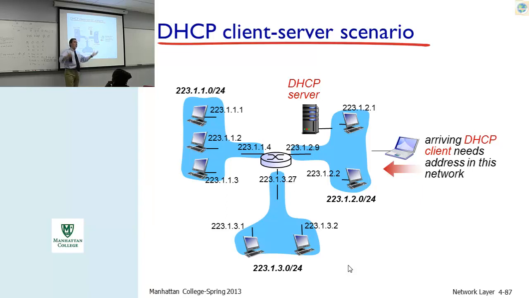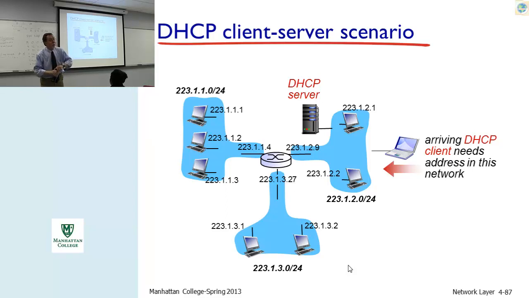Usually, within your organization, Manhattan College has one DHCP server. It has many subnets. You know that. So what you're saying would mean that every subnet should have its own DHCP server, which doesn't make sense. So what should we do? You should know. I should know. Most likely, when you say it, I'll know.